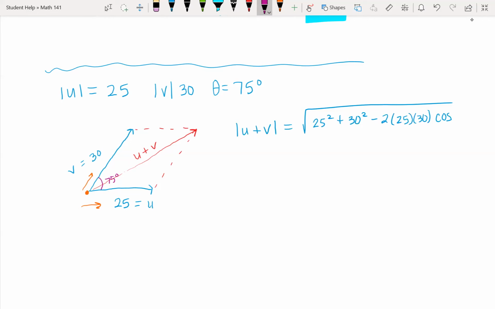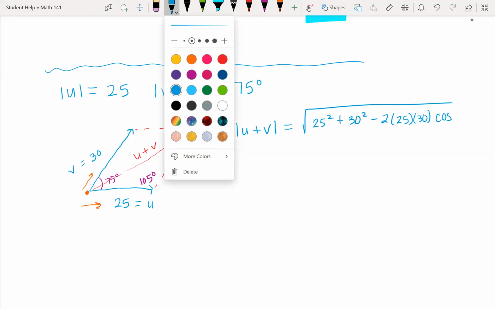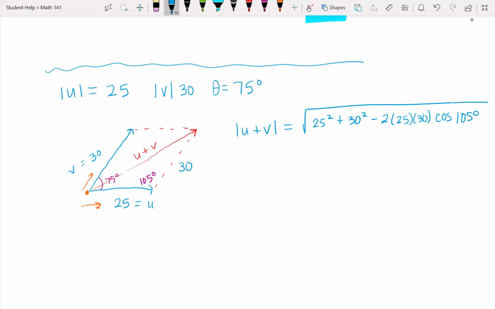If we know that this is 75 degrees, then this angle has to be 105 degrees, right? When you have a parallelogram, two angles that are adjacent to one another have to add up to 180. So because I'm using the law of cosines, I have two sides. I'm using this side over here, the 25 that's down below, to get that triangle diagonal across the middle. So in this case, I need to use 105 degrees because I've got the two sides and the angle that's in between them.